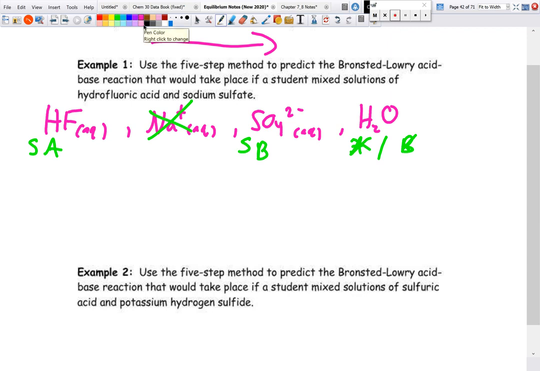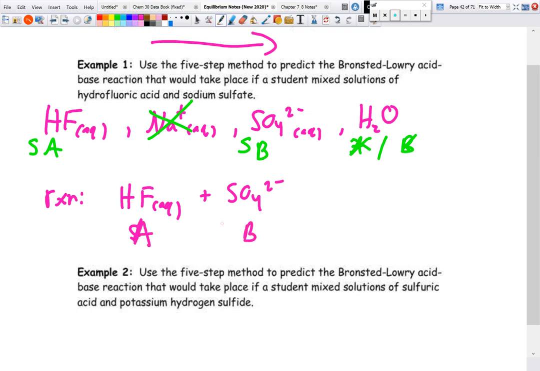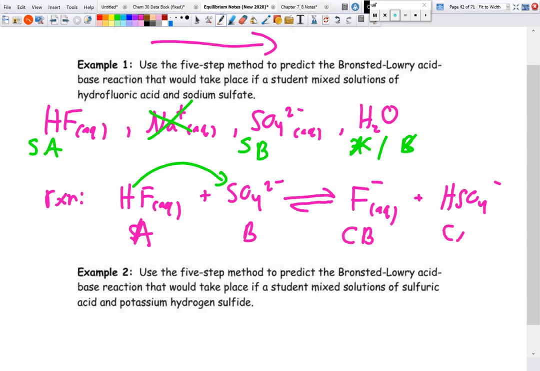So our reaction, the only reaction there, is going to be the reaction of our strongest acid present. So this is our acid, this is our base. That means we are going to get a proton transfer from the acid to the base. Because these are both weak, it's going to be in equilibrium. We'll be left with the fluoride ion and then HSO4-. And this, of course, is the conjugate base and conjugate acid.